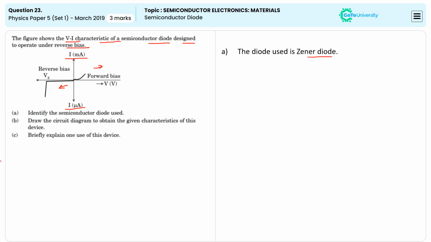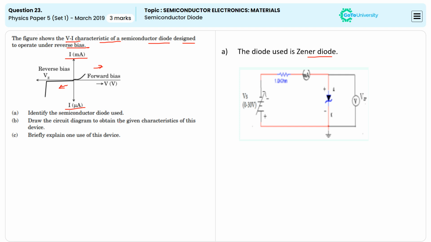Draw the circuit diagram to obtain the given characteristics of this device. The circuit diagram you can draw for the given diagram is like this.